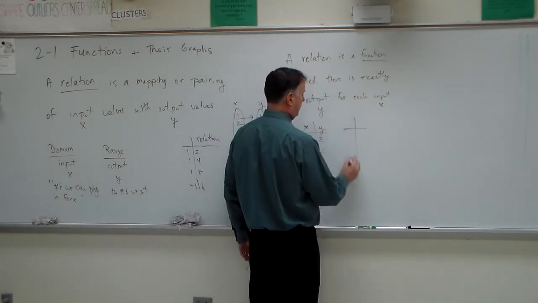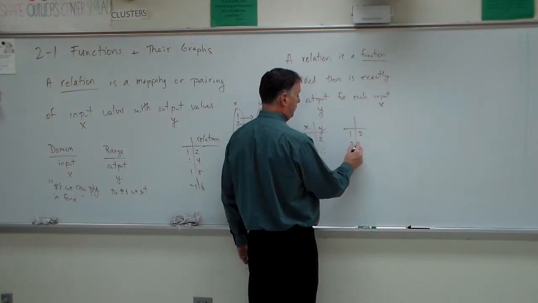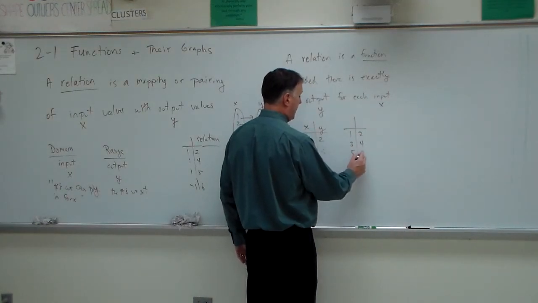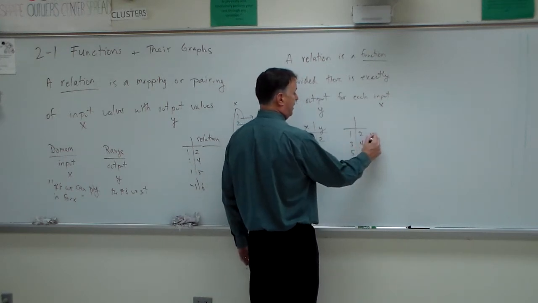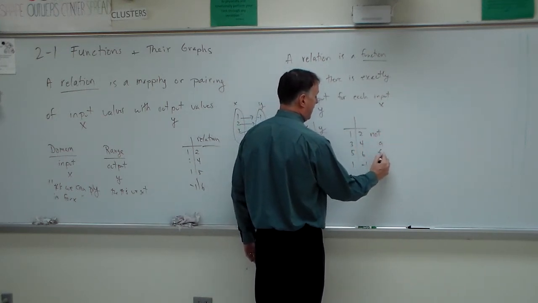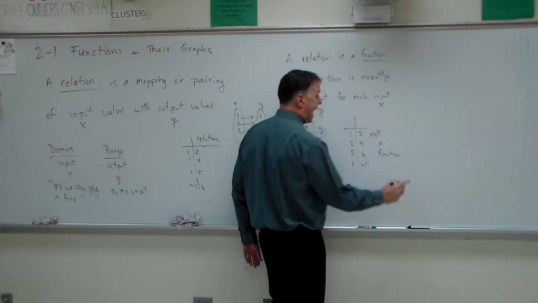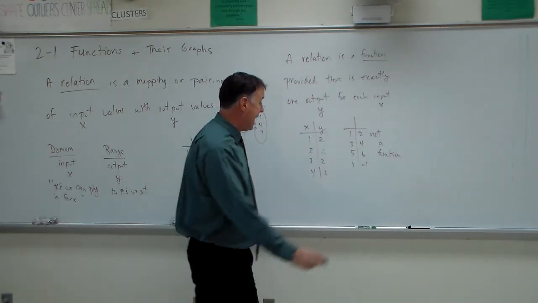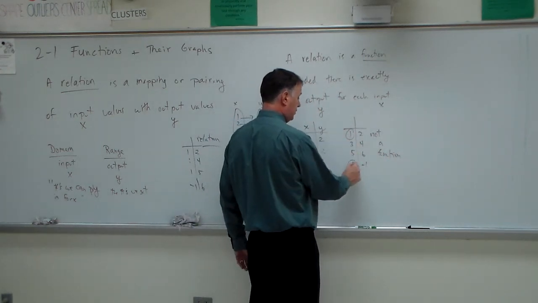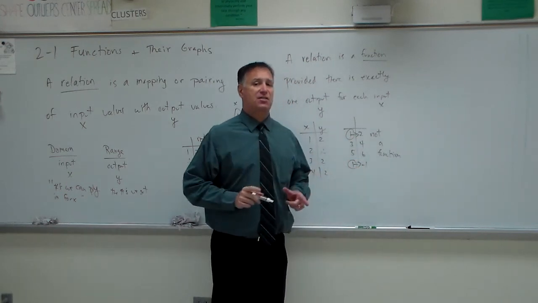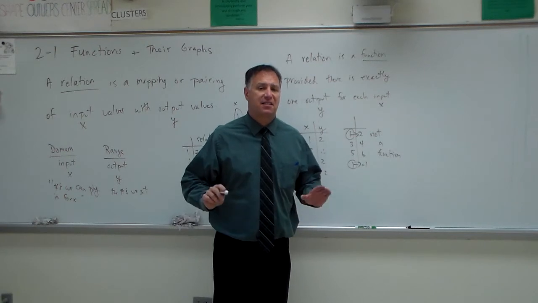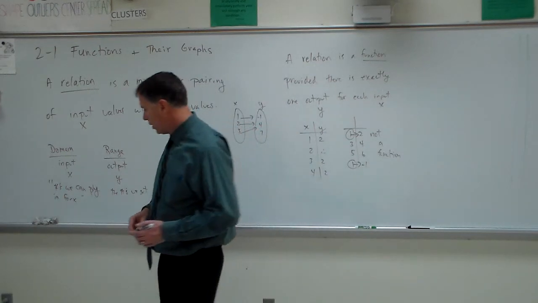If I had this, 1, 2, 3, 4, 5, 6, 1, negative 1, this is not a function. The reason it's not a function is because I have one X that goes to 2 different Y's. If you have an X that goes to 2 different Y's, it's not a function.